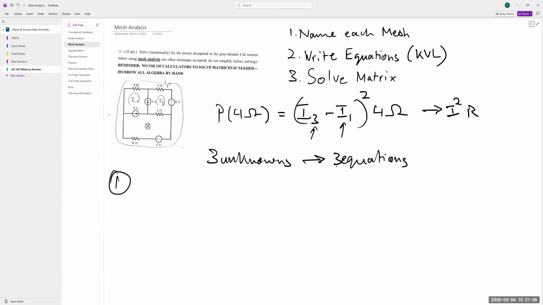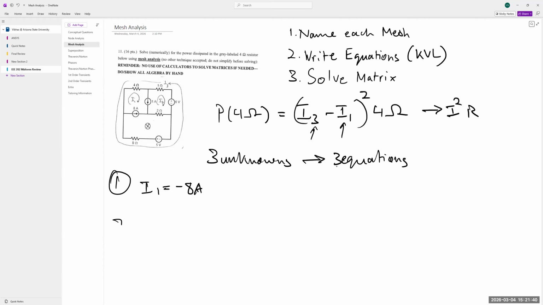So in the mesh I1, since this is 0 over here, the current flowing this way in this mesh is 0. So we can say that I1 is equal to negative 8 amps, because we have this current source over here that's setting the value of I1 to negative 8 amps. It's going against I1. We have drawn I1 going clockwise. So as it's going against I1, we're going to say that it's negative 8 amps rather than 8 amps.